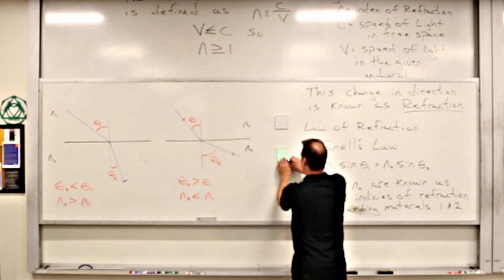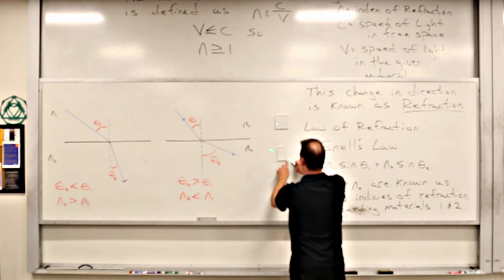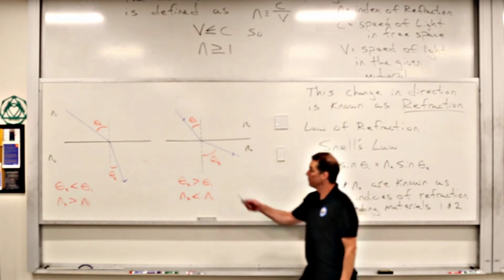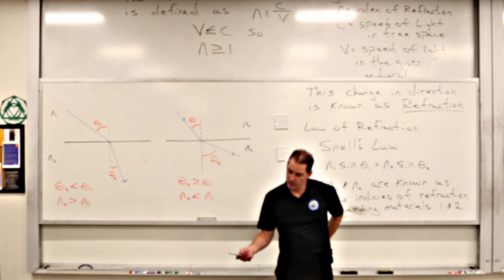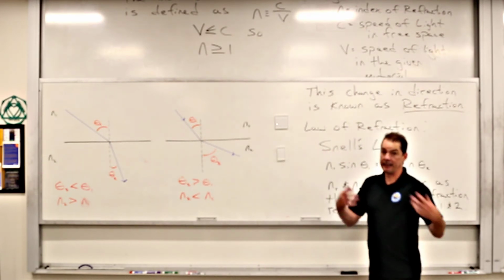So we're going from a higher index of refraction into a lower index of refraction. That's this case. While entering here, we're going from a lower index of refraction to a higher index of refraction. It's bending inward towards the normal. So that's what we've got going on, these two different cases. Just a matter of what light is traveling from and what it's going into.